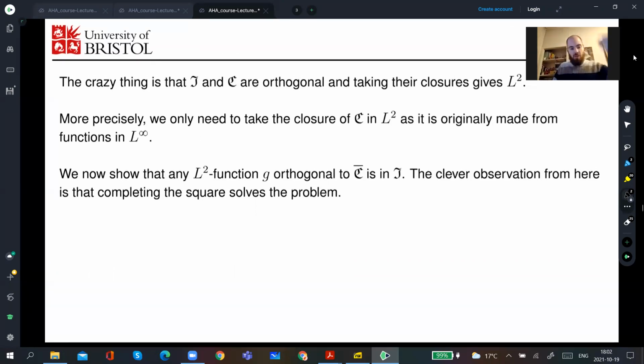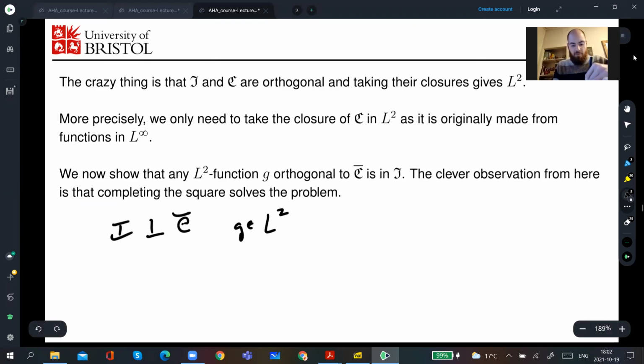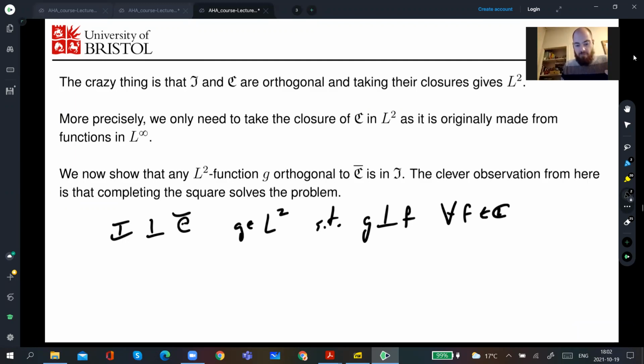So what are we going to do now? We're going to show that I is perpendicular to C. The way we do that is we just take some g in L2 such that g is perpendicular to f for all f in C. Now, this actually isn't a hard thing to do. Sorry, we show that this sort of thing implies g is invariant. That's going to give us the orthogonality, the direct sum decomposition. I've been very imprecise about this.